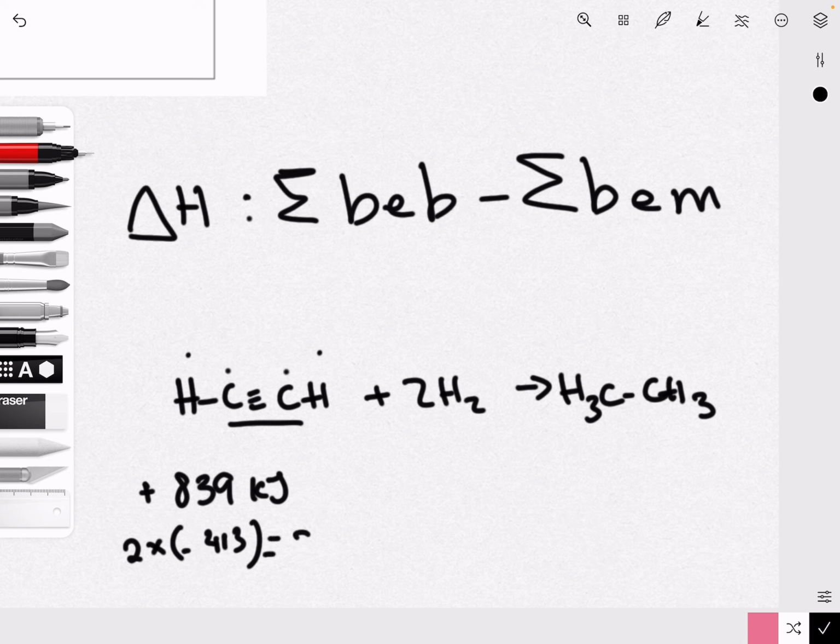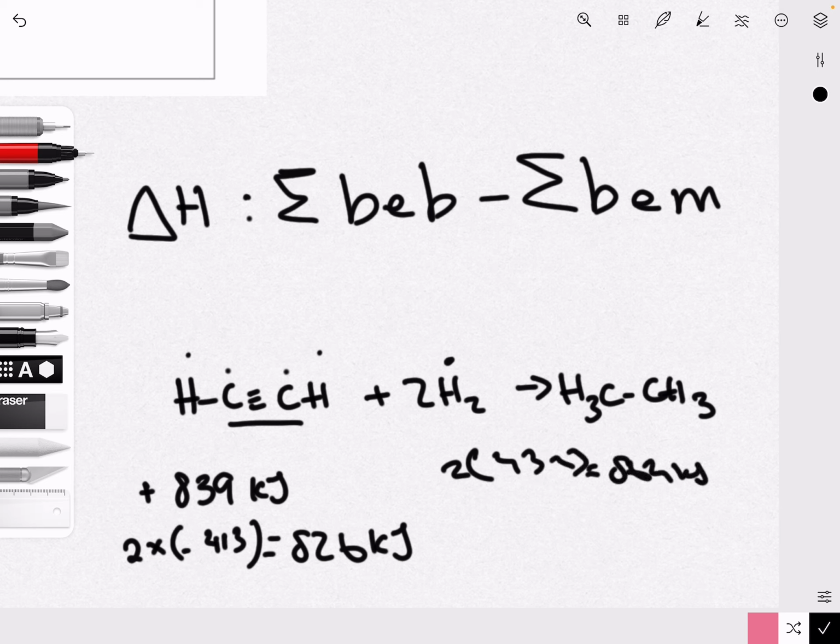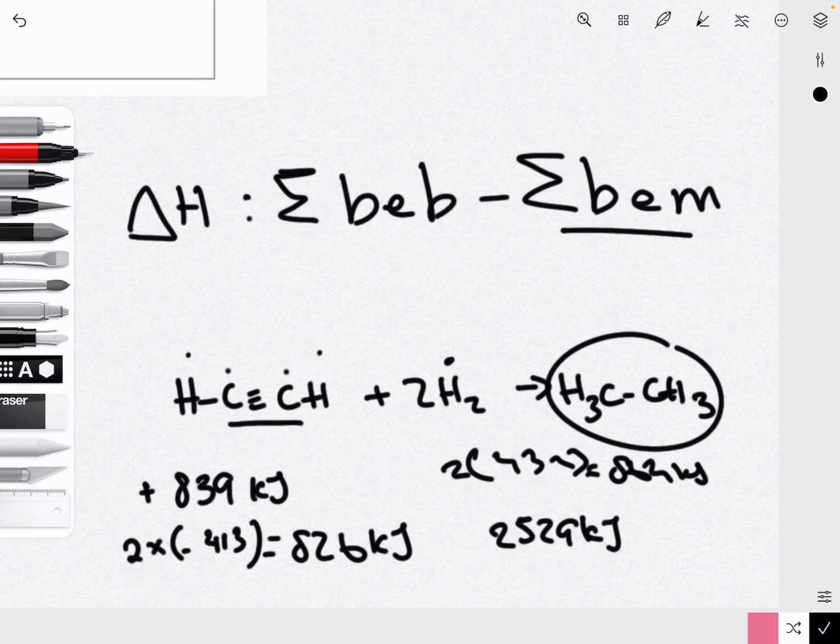So back to this, kilojoules. And then finally we've got two hydrogen to hydrogen bonds, so 2 times 432, which gives us 864 kilojoules. Add these three values together and we get 2,529 kilojoules. Now, let's add up all of the energies of the bonds that are made, so of our products.